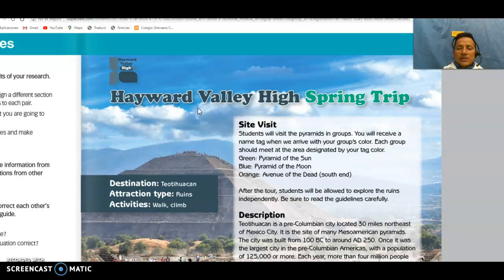So site visit. Students will visit the pyramids in groups. So you will receive the name. So this is the information. This is like a kind of guide for you to do the projects, and it's not necessarily the same, but it's giving you an idea.